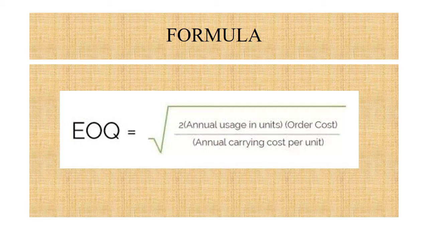As said, EOQ is the size of the lot to be purchased which is economically viable. The formula for EOQ is the square root of 2 into annual usage in units into ordering cost, divided by annual carrying cost per unit. Annual usage is the demand or the consumption. Ordering cost is the order placement cost. And annual carrying cost is the stock ownership cost.